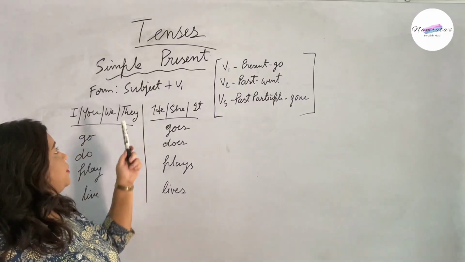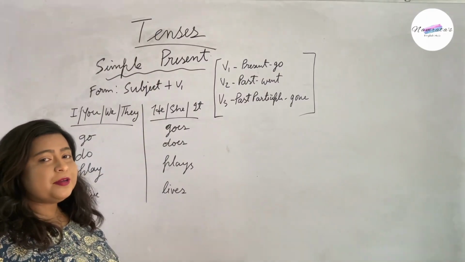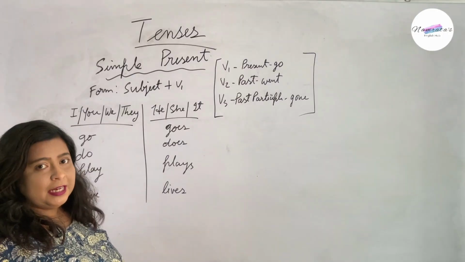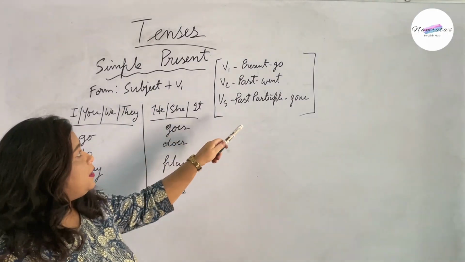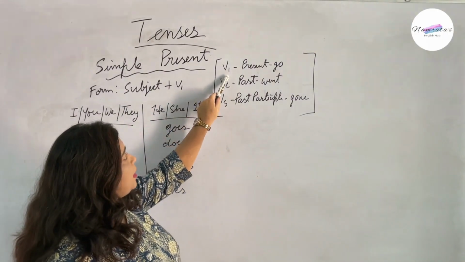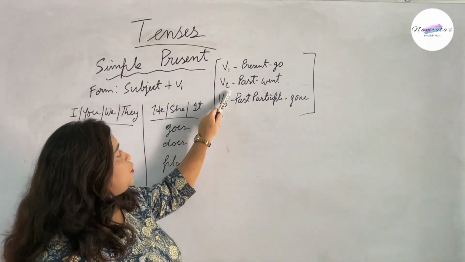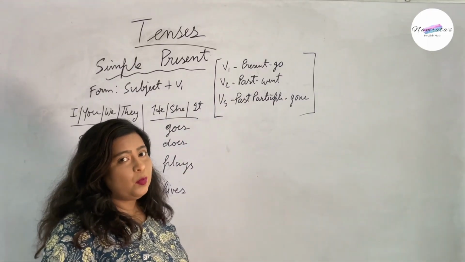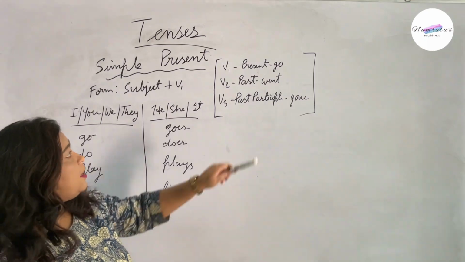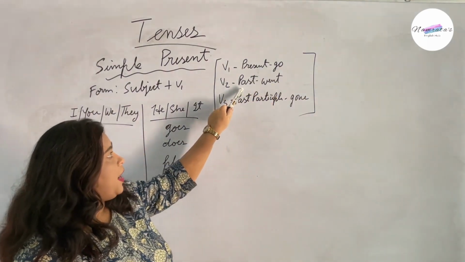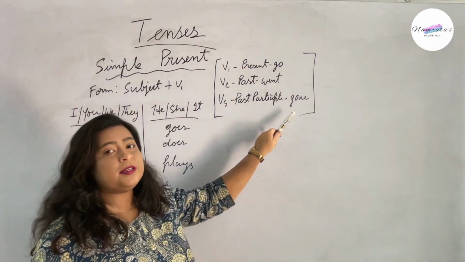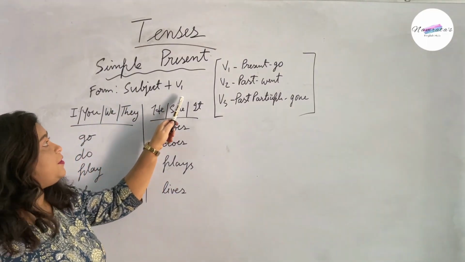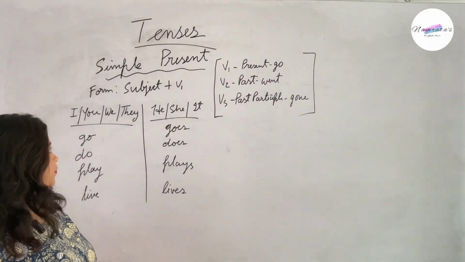First is simple present tense. In simple present tense, the form is subject plus V1. Now, what is V1? Look here. V1 is present, V2 is past, V3 is past participle. We have three forms of verbs. Present: go, past: went, past participle: gone. And in simple present tense, we will use the V1 form of the verb.